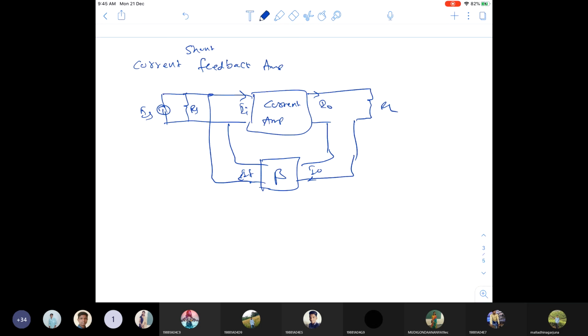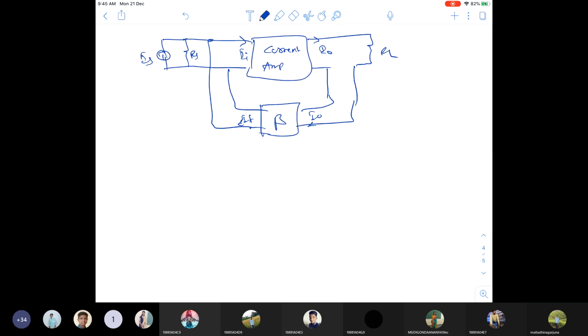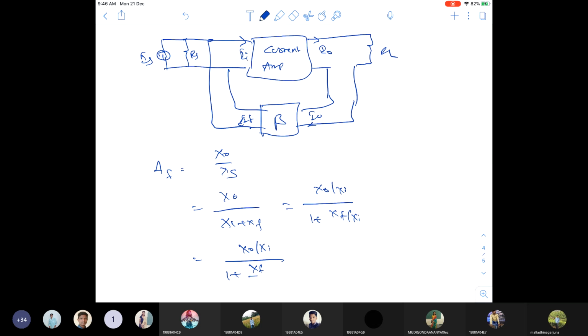Okay, next, gain calculations. Gain A is nothing but the basic standard I told: X naught by XS, AF is equal to X naught by XS, where XS is XI plus XF. So that equals X naught by XI divided by 1 plus XF by XI, that equals X naught by XI divided by 1 plus XF by X naught into X naught by XI. I divided and multiplied with X naught. This I can write as A by 1 plus A beta.